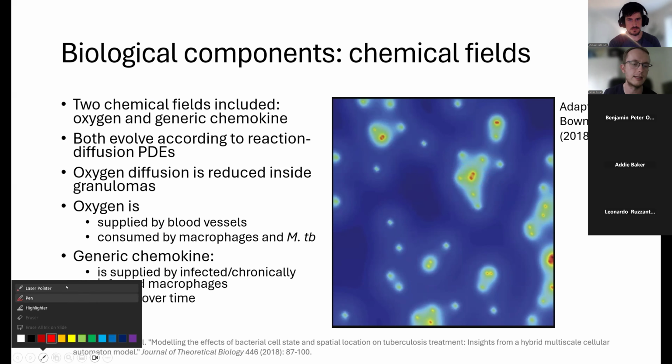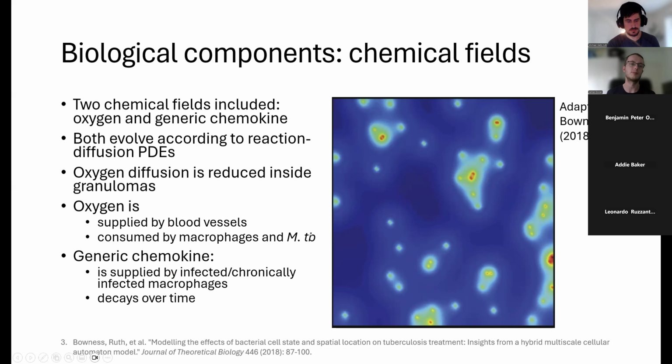This oxygen is then consumed by the macrophages and the MTB, and is responsible for causing the MTBs to change phenotypes. And the chemokine will be released by any infected macrophages and decay over time. The cells will move from low concentrations to high to get to the site of infection.